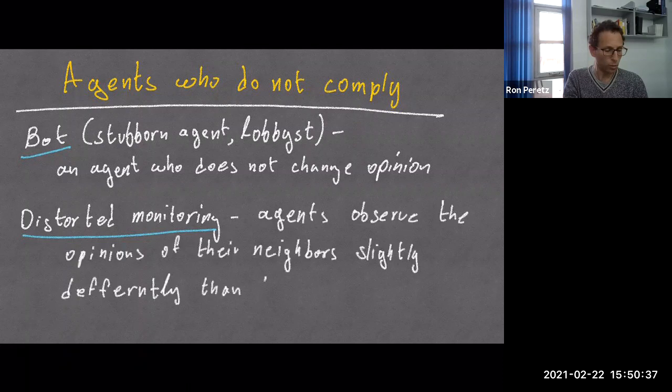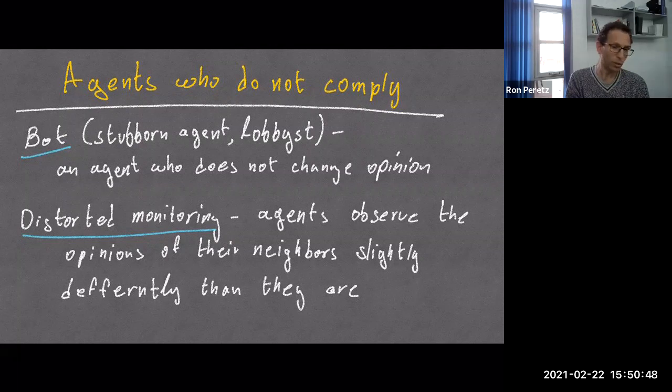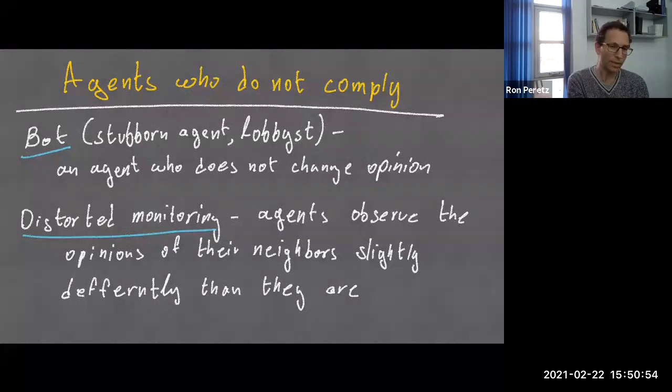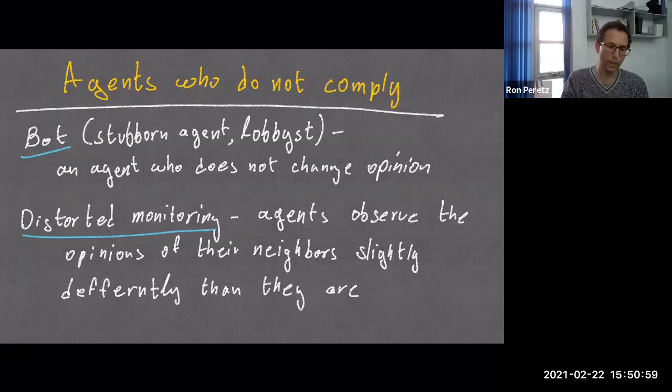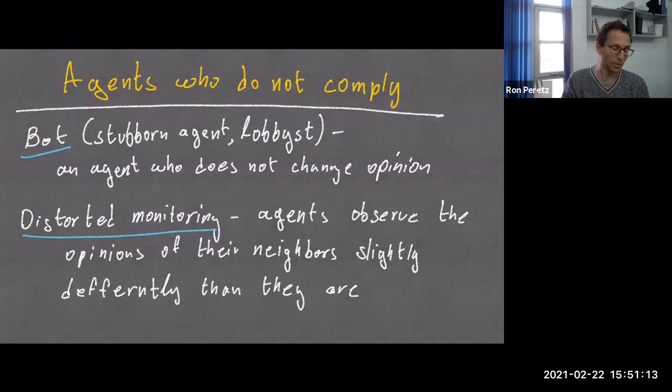And these are agents who observe the opinions of their neighbors slightly differently than what they actually are. So for distorted monitoring, we say there is a certain parameter beta, and we say that an agent has beta distorted monitoring if whenever it looks at the opinions of its neighbors, it sees something which is at most beta away from the truth. So it's a bit distorted and it might change the outcome very dramatically, even if beta is very small.